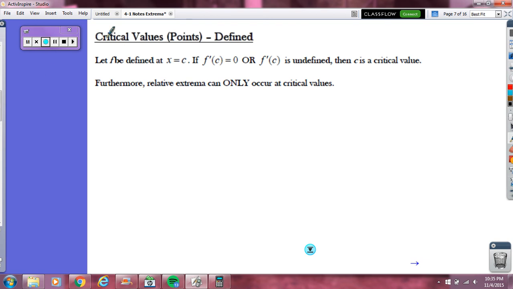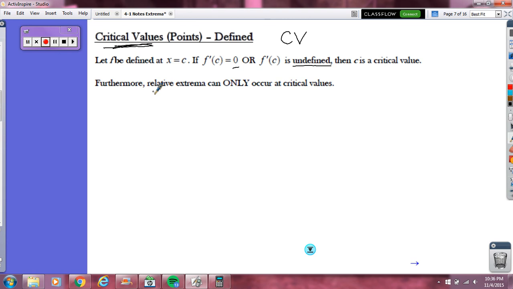Another vocab term that you're going to want to be familiar with is a critical value or a critical point. We're going to abbreviate them in our notes as CV. However, don't write CV on an AP exam. They'll be like, what do you mean? So a critical value is essentially just the places, or the x values, where your derivative is equal to 0 or where your derivative is undefined.